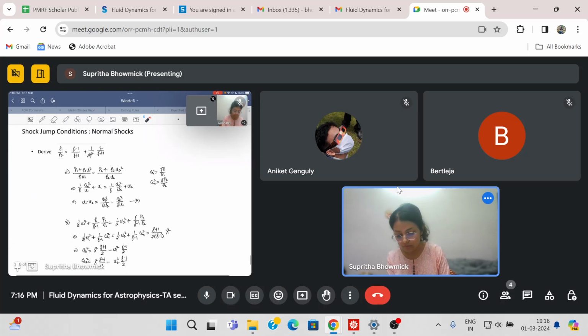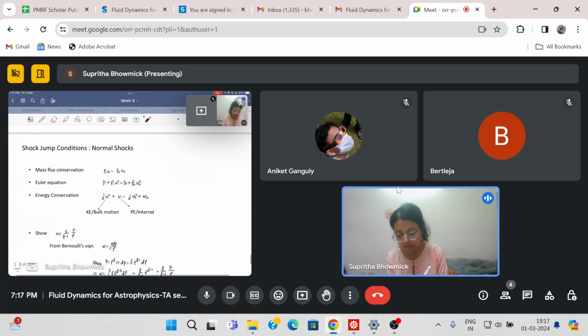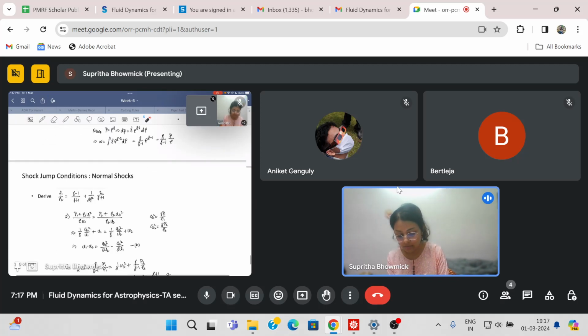Now what you do is you take u2 to the left hand side and bring this term to the right hand side, and you get this. You keep it as it is. Now we will use the third equation using this expression for enthalpy. We plug this in over here and we write down the equation, which is this.